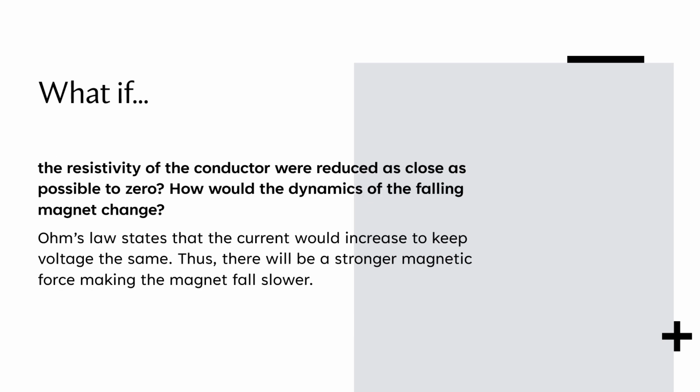So the final questions would be, what if the resistivity of the conductor were reduced as close as possible to zero? How would the dynamics change? Ohm's law states that the current will increase as resistance decreases, and thus there would be a stronger magnetic force, which would cause the magnet to fall more slowly.